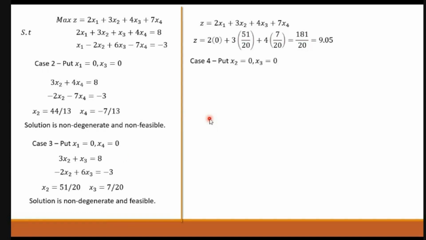x2, x1 is already done in the first case. So now we'll take x2, x3. Again, putting x2, x3 0, we will get 2x1 plus 4x4 equal to 8, and x1 minus 7x4 equal to minus 3. Calculating the values of x1 and x4. So whatever is your n minus m, put that many variables equal to 0 and solve for the remaining. That is only the procedure.